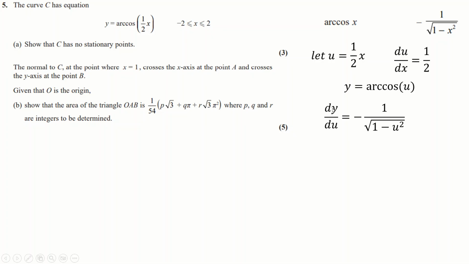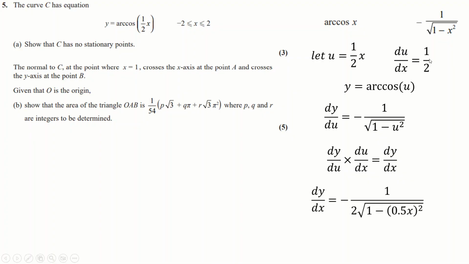But of course, I don't want dy by du, I want dy by dx, but I can use a bit of chain rule here. dy by du times du by dx must be dy by dx, thinking about just sort of cancelling these out. So let's just do this times this and we'll get dy by dx. It's just this with a 0.5 in here, of course, and a half timesing outside.